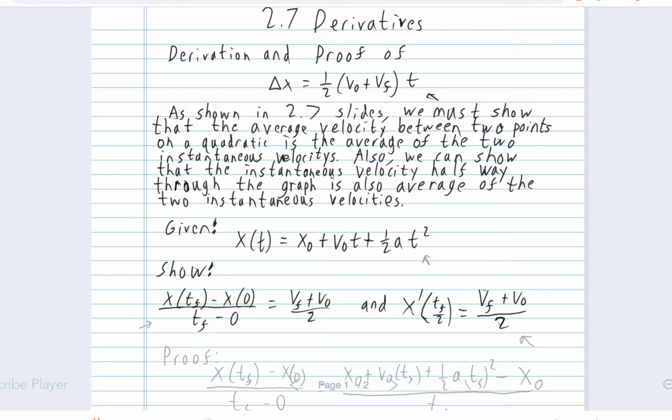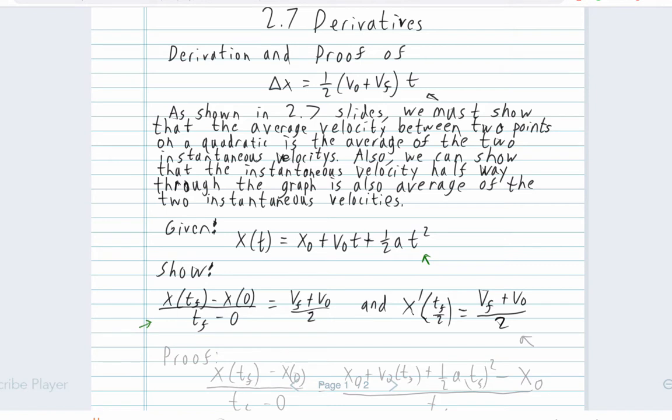but you can already see at the top of this equation that the average of the velocities is a key component of this. And so we have to be able to show these two parts. So basically we're given this equation here that x of t equals x naught plus v naught t plus 1/2 a t squared. And we're trying to show these two things.